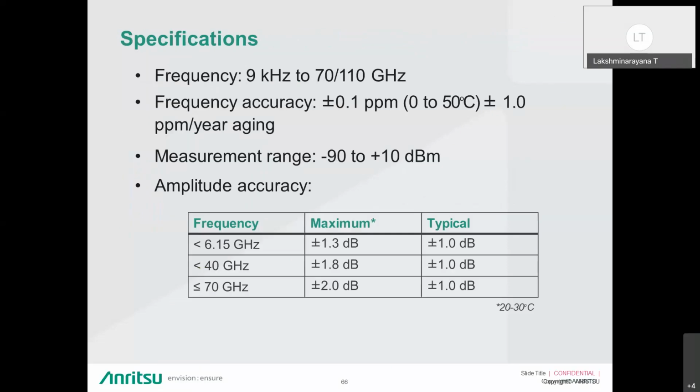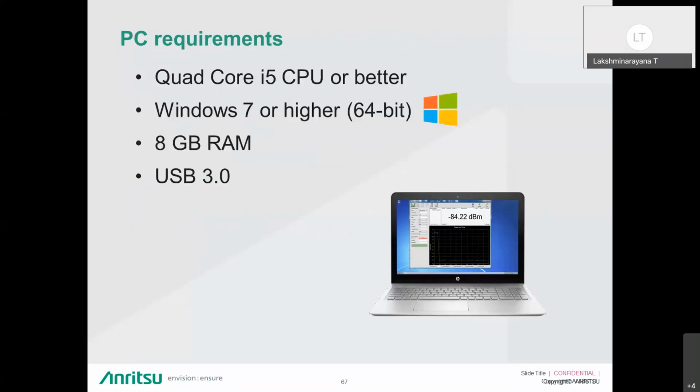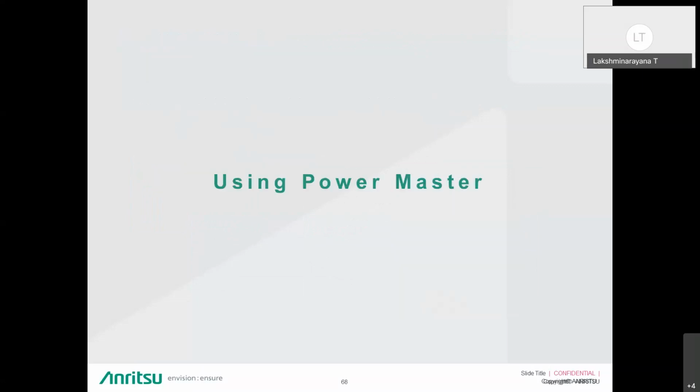It has 0.1 ppm frequency accuracy, and typically plus or minus 1 dB amplitude accuracy throughout the range. The PC requirements are a quad-core i5 CPU, Windows 7 or higher, and 8 GB RAM, and it operates over USB 3.